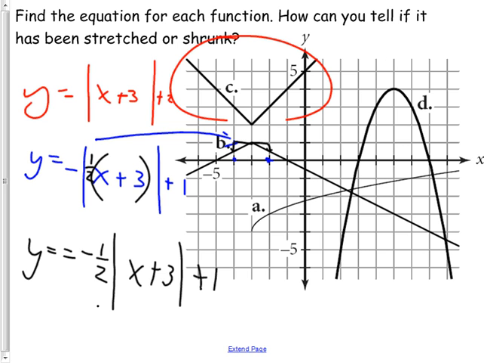All right, let's look at D. Was D stretched or not? Right away, I can tell. It was not stretched because the normal spots are over 1 and up 1, and this one is over 1 and down 1. That means it was flipped, but it was not stretched. All right. Let me just clear up my page here.